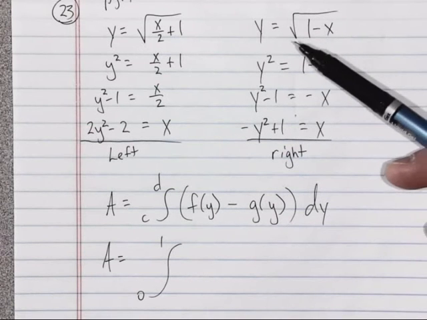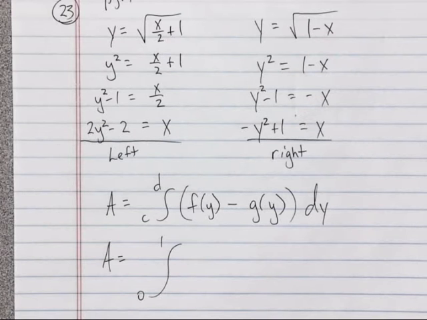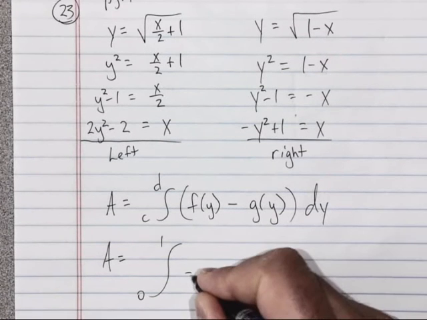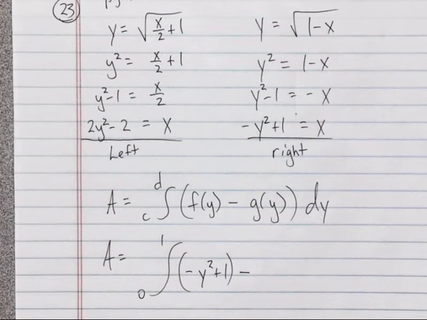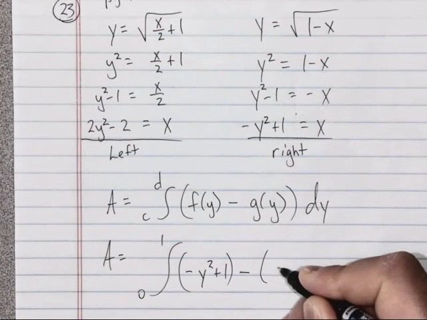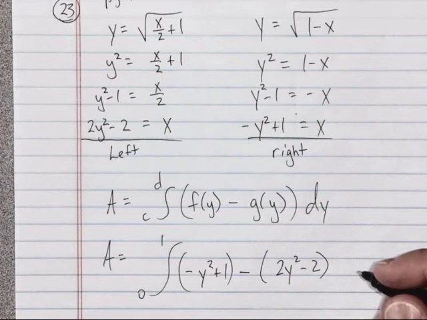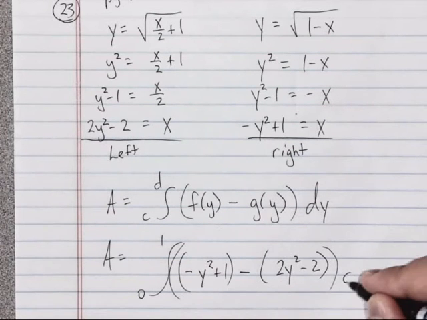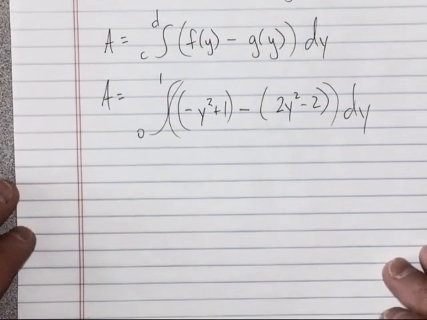That's y equals the square root of 1 minus x. Of course, we rewrote it, solved for x so that we get f of y. So that's negative y squared plus 1, minus g of y, which is the leftmost, written solved for x so that it's g of y. So we've got 2y squared minus 2. And of course I should include that grouping symbol, dy. So that's our integral that we want to figure out.